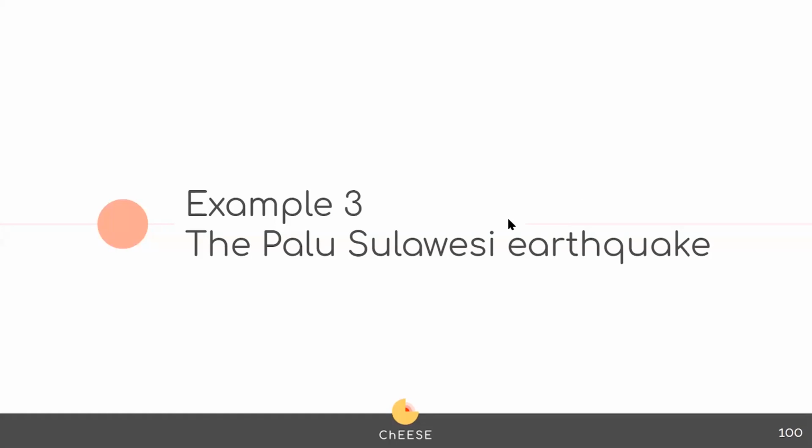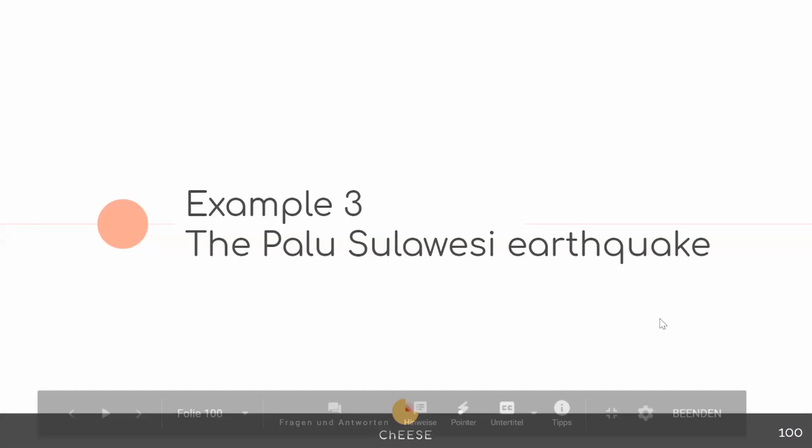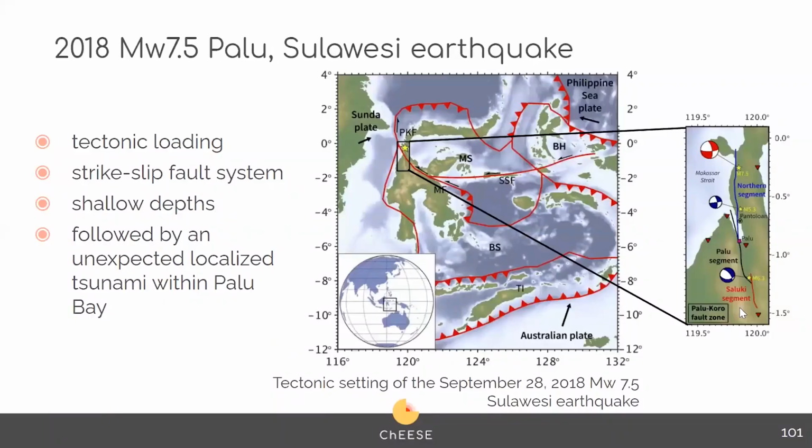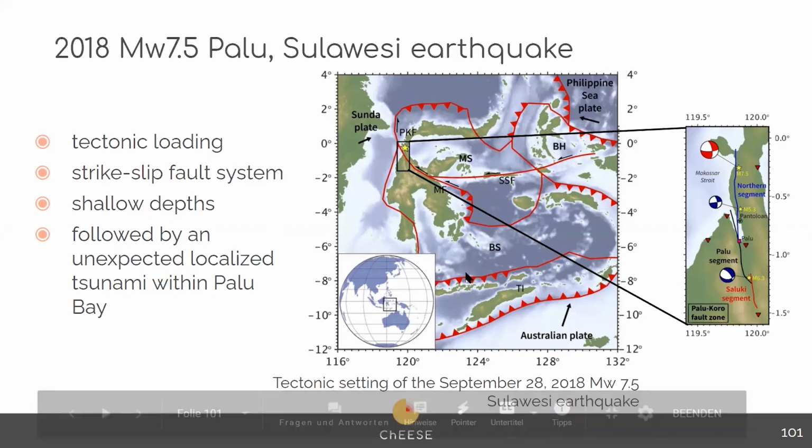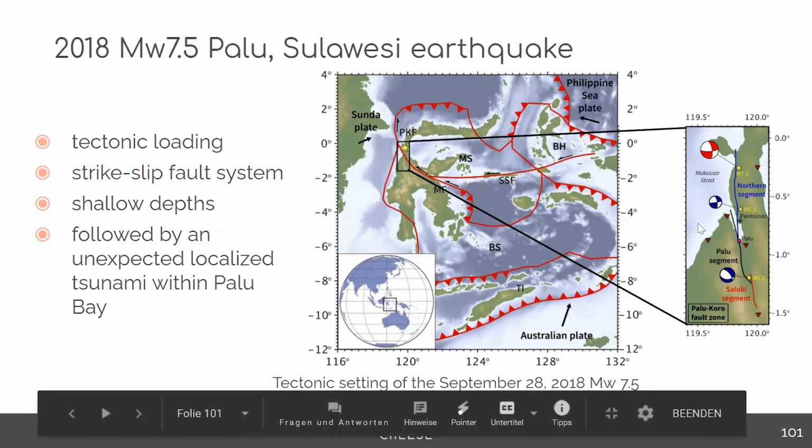Okay, so the third example will be the Palu Sulawesi earthquake. Probably you have heard about it. In 2018, an earthquake happened in Indonesia on the Sulawesi island that you can see here. As you can see, this island has a very complex tectonic setting. This earthquake was due to tectonic loading.